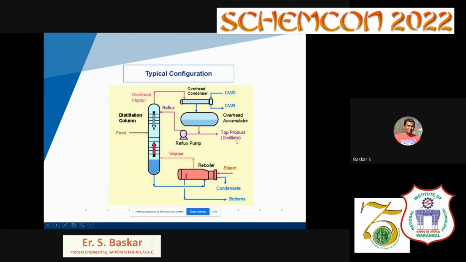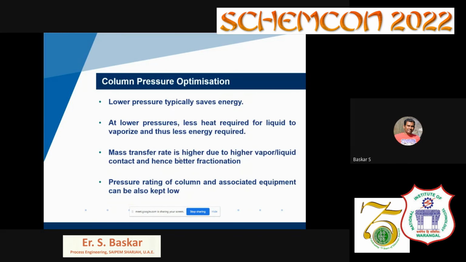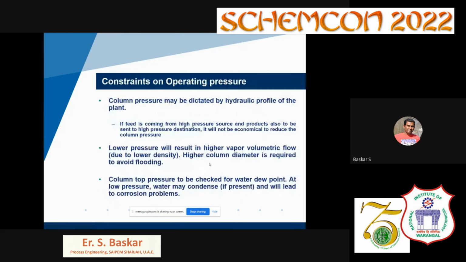If there is no constraint, for example, the product does not need to be sent to a very high pressure destination, then definitely we can reduce the column pressure. That is what I explained here. If the feed is coming from a high pressure source and the product is also to be sent to a high pressure destination, then it will not be economical to reduce the column pressure. In that case, we have to fix the column pressure in line with the feed in order to allow the product to flow to the high pressure destination.